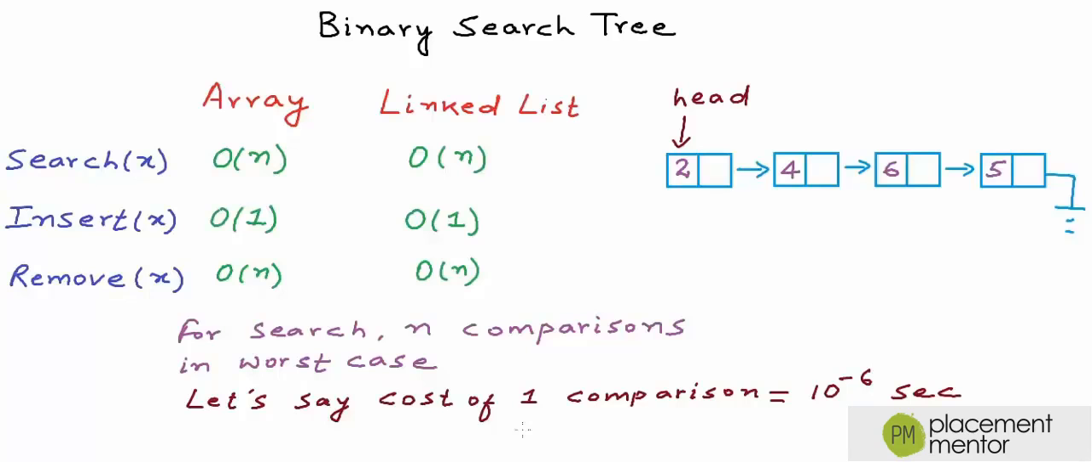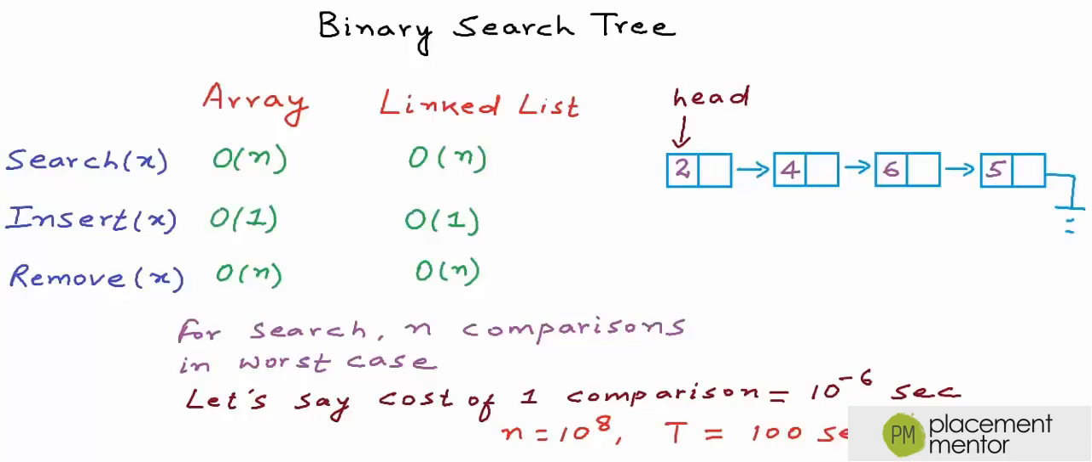records. Okay, so if we are saying that the cost of one comparison is 10^-6 seconds, if n is 100 million, the time taken will be 100 seconds. 100 seconds for a search is not reasonable, and search may be a frequently performed operation. Can we do something better? Can we do better than big O of n?